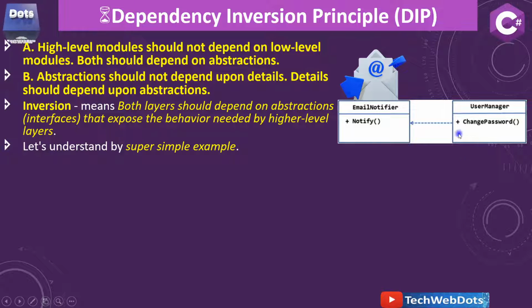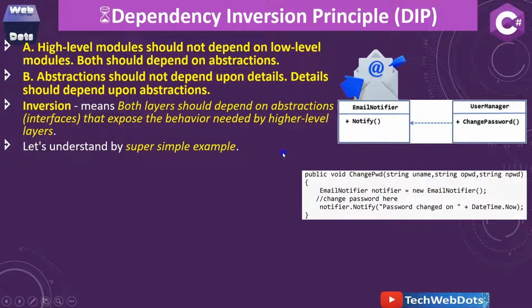You can see this is again the UML convention that I used in all my previous videos as well. The goal is to notify the user by sending an email notification. This is a super simple scenario. So this dotted line says this user manager is dependent upon email notifier.